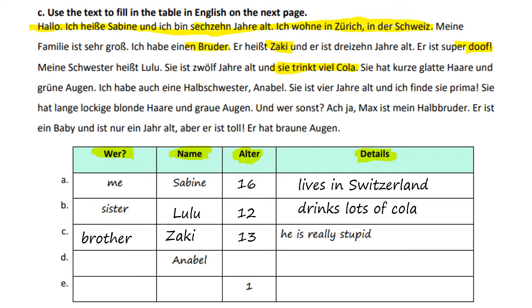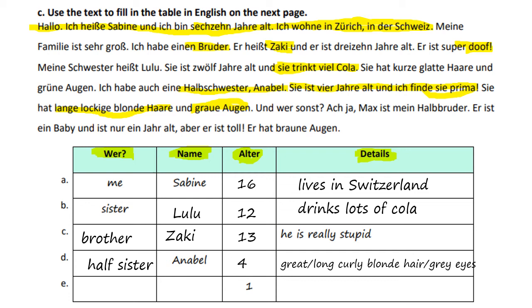Next, then we need to look for Annabelle, okay? And there she is as a Halbschwester, half-sister. Sie ist 4 Jahre alt, she's 4 years old. And it actually says there, ich finde sie prima, I find her great. And it also says, sie hat lange, lockige, blonde Haare. She has long, curly blonde hair und graue Augen and grey eyes. So any one of those details will get you the mark.